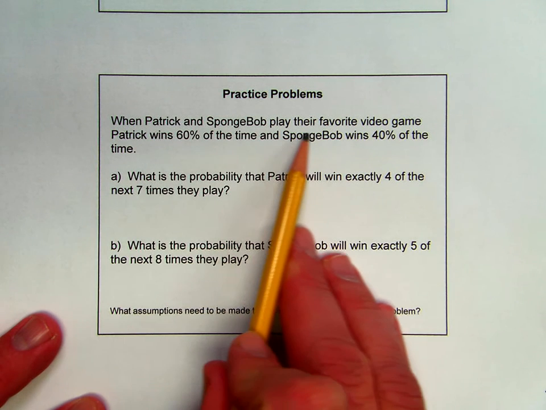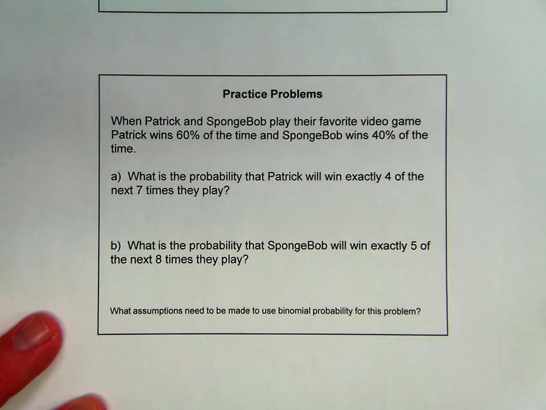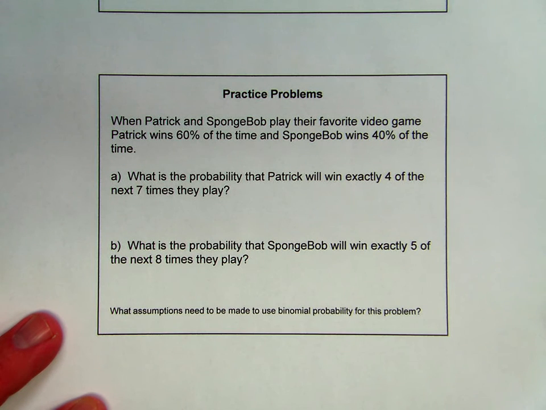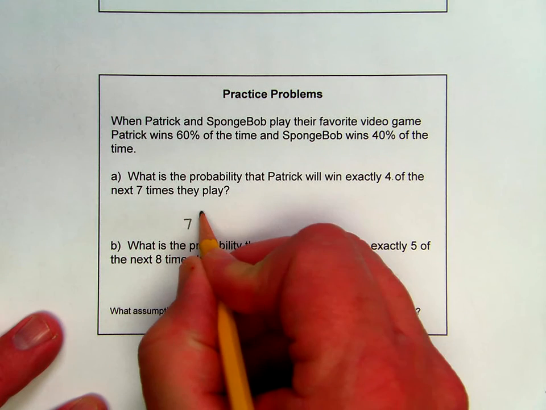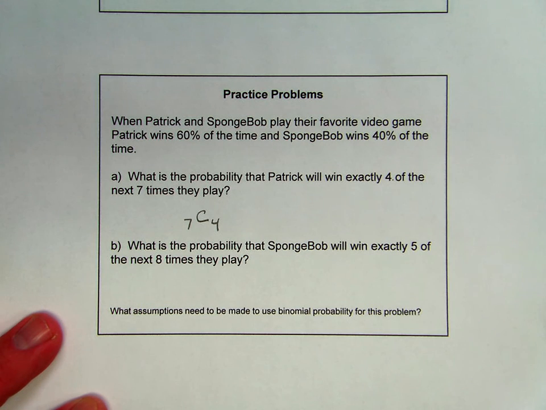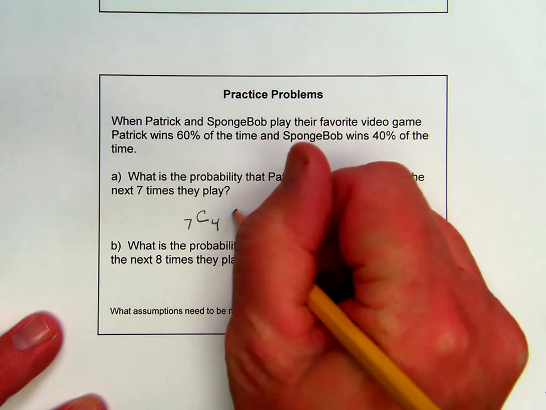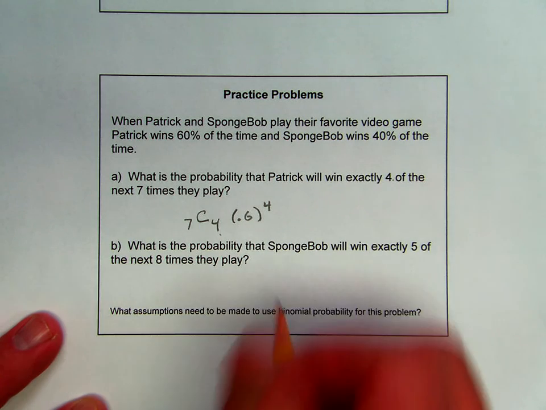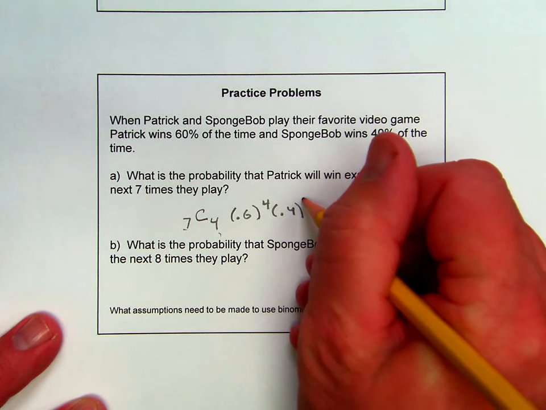When Patrick and SpongeBob play their favorite video game, Patrick wins 60% of the time and SpongeBob wins 40% of the time. For part A, what is the probability that Patrick will win exactly 4 of the next 7 times they play? So the number of trials here is 7, and we're interested in 4 successes. Now you have to pay attention to what's a success. For part A, a success is Patrick winning. Patrick wins 60% of the time, and we were interested in that happening 4 times. That means a failure would be 0.4. 7 trials, 4 successes, it means this must be a 3.